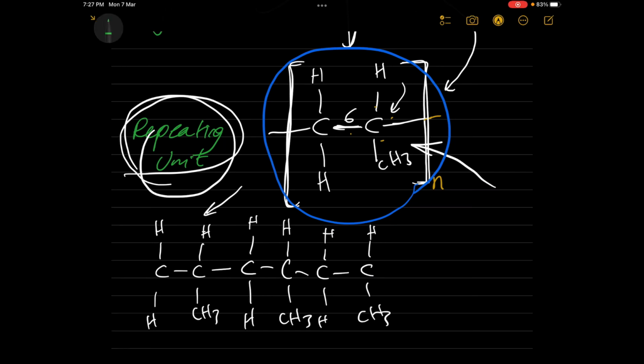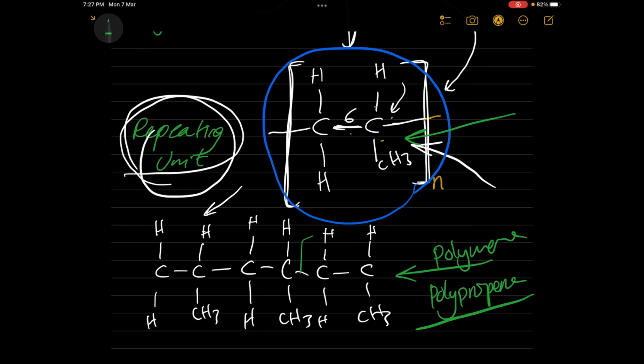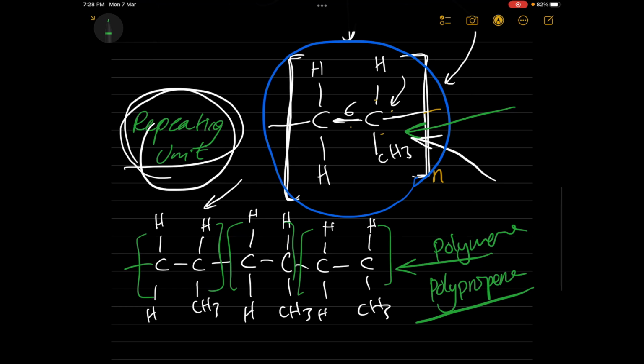And then we can repeat it again with CH3. What you see here, we call this polymer. And by the way, this is called polypropene. So this is unit number 1, this is unit number 2, and this is unit number 3. So in this case, we have a polymer. There is no need to draw the square brackets for a polymer, but you draw them for the repeating unit only.